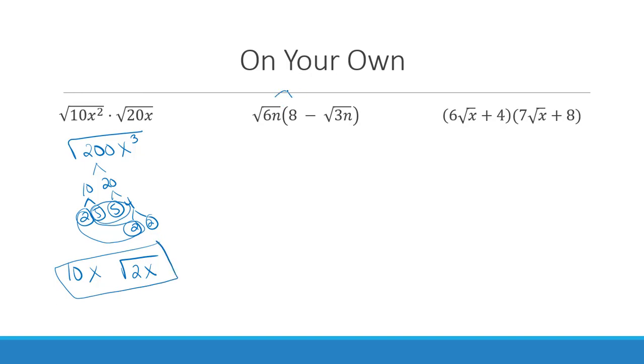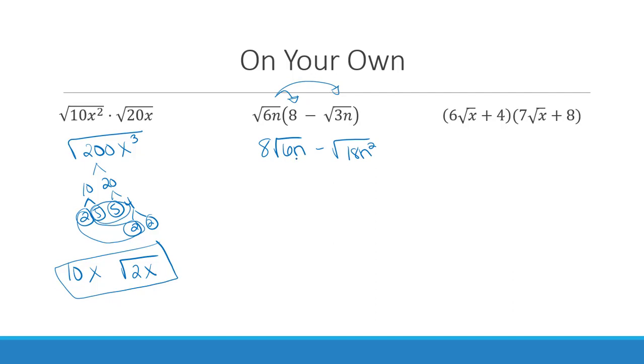Now here we would want to distribute. We do want to be careful when we multiply a whole number by a radical. This does not mean you multiply 6n times 8. It's only if it was inside the radical would you multiply it together. This really just means 8 times the square root of 6n. Now these two, since they're both inside the radical, you would want to multiply those together. This would be the square root of 18n squared.